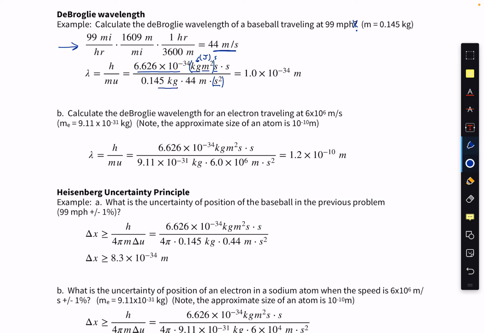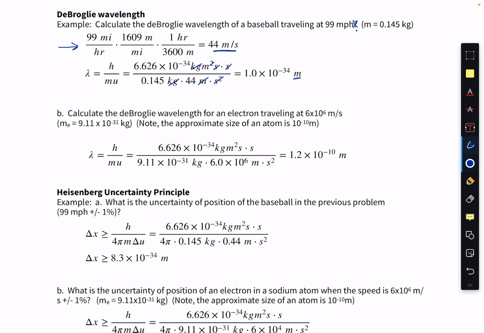Then I'm going to divide that by my 0.145 kilograms, and divide by my 44 meters per second. Don't forget that when you divide, that flips everything upside down, so the seconds end up back in the numerator again. If I look at how all of my units work out here, my kilograms drop out, my second squareds drop out, and one of my meters drops out, and that leaves me with just meters, which is kind of cool.